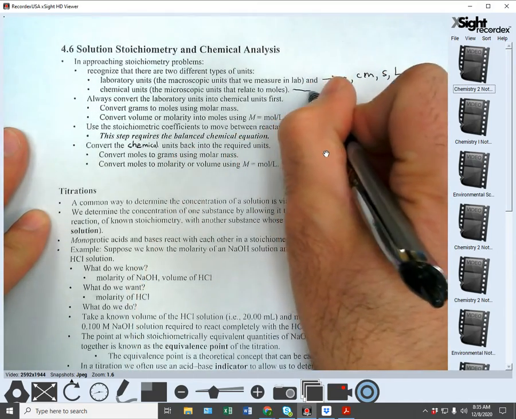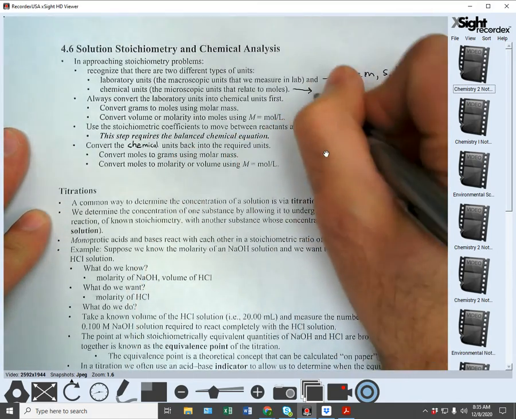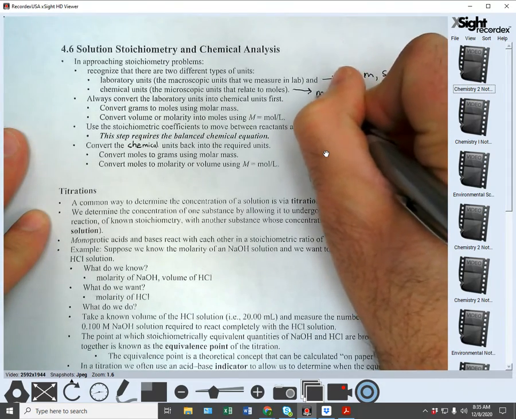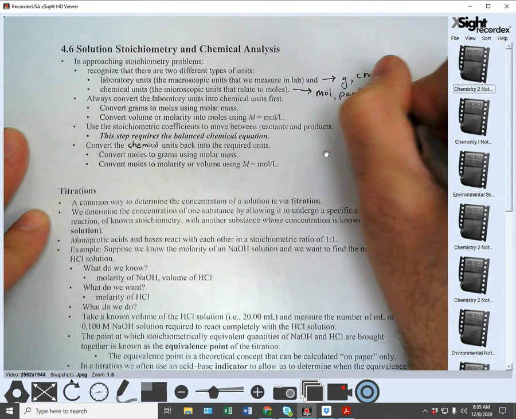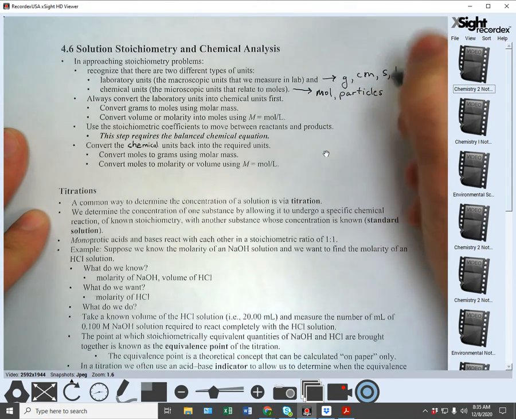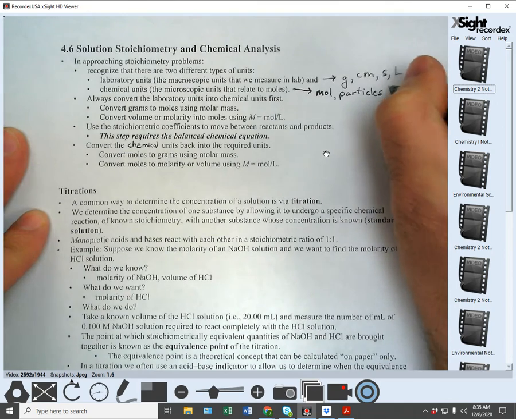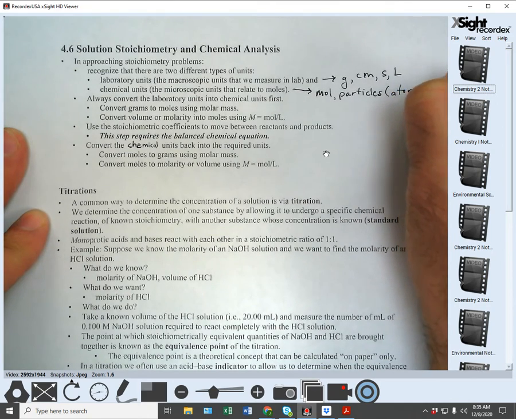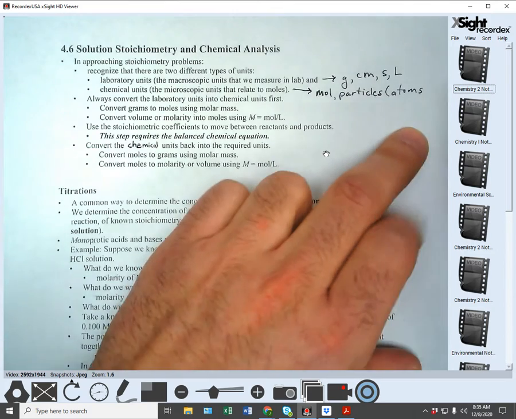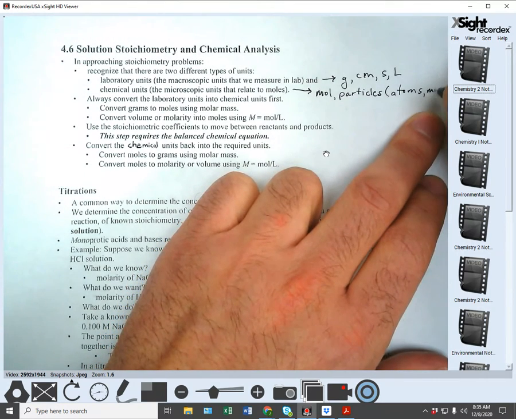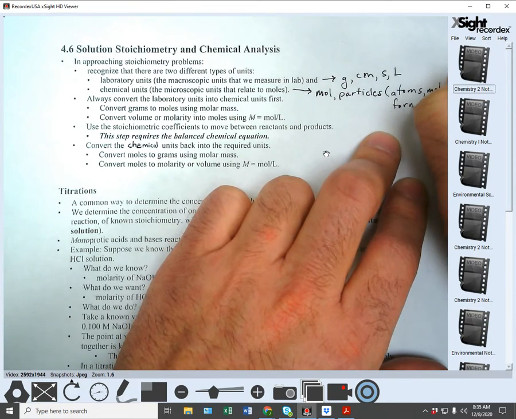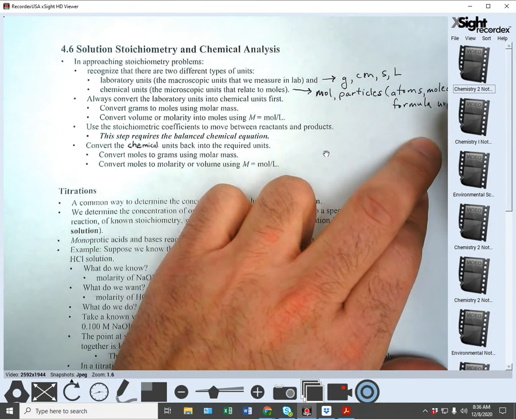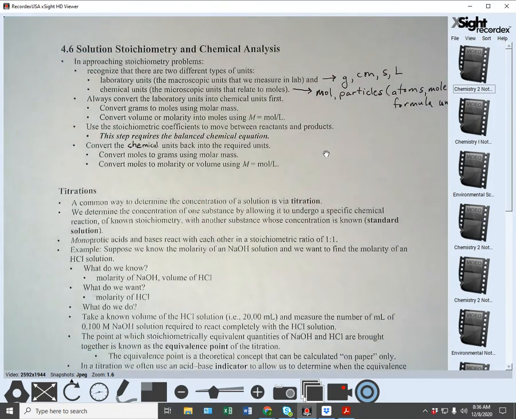So these would be like moles, the particle labels, so like atoms, molecules, formula units, stuff like that.